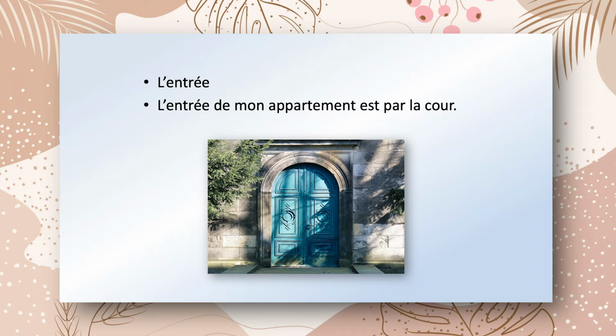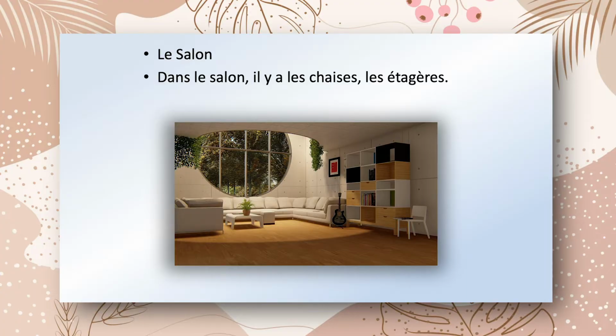The first word is, when you go to a house, there is an entrance, l'entrée. L'entrée means the entrance. L'entrée dans mon appartement est par la cour. The entrance of my apartment is through the court. That means when you enter a building, more in France, you have at times a small court between the front and the back side of the building. So, l'entrée de mon appartement est par la cour, is through the court or courtyard.